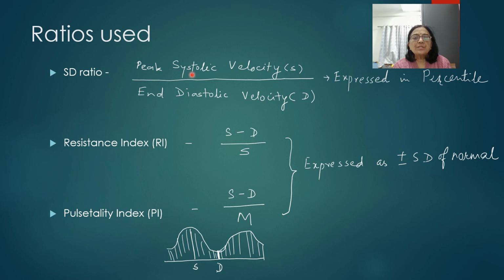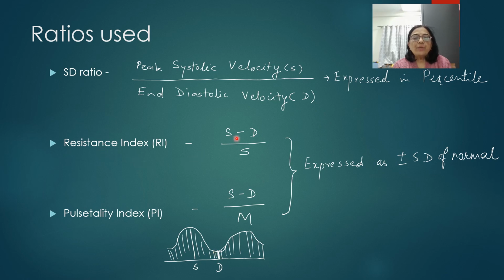SD ratio is peak systolic velocity upon end diastolic velocity. It is usually expressed in percentile. Now here, as you can see, this is the peak systolic and this is the end diastolic. So peak systolic velocity divided by end diastolic velocity gives us the SD ratio.